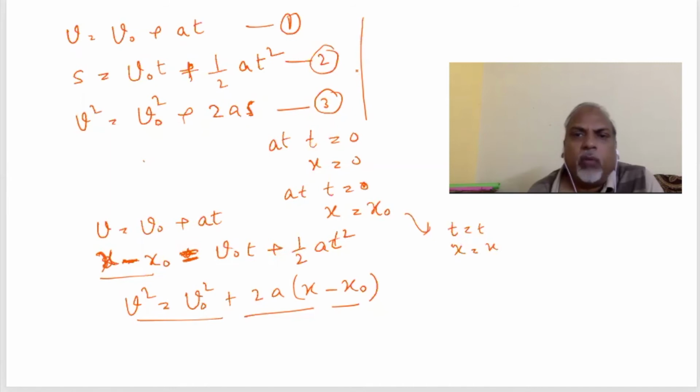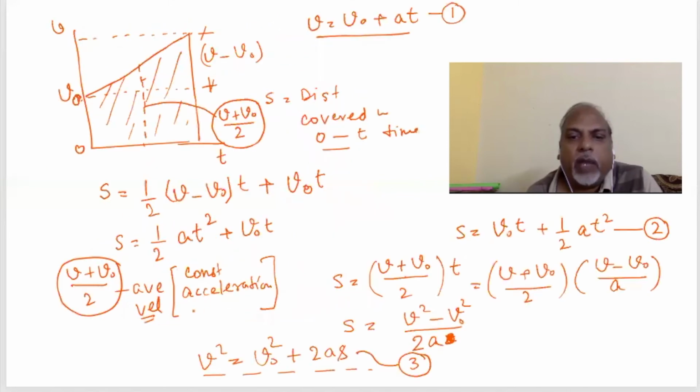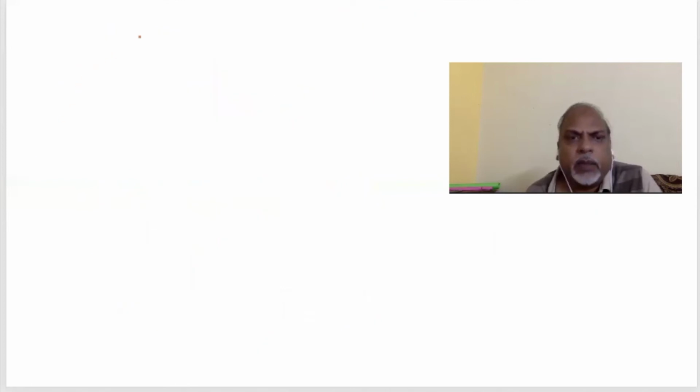Now we will try to derive these equations by calculus also. In the last part, we assumed constant acceleration. But suppose acceleration is not constant, then let us derive the equations by calculus. You will get the same results, but that will take into account the case where the acceleration is not constant.